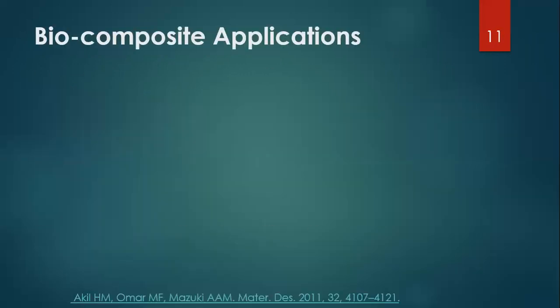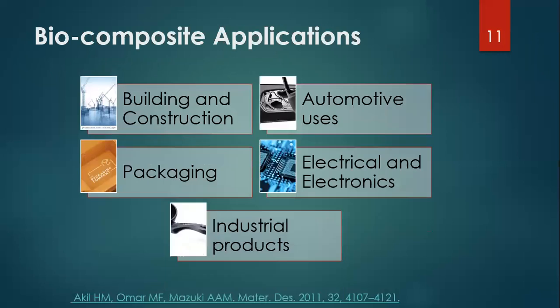Here are some applications of biocomposites, like building and construction, automotive uses, packaging, electrical and electronics, and industrial products. In building and construction, we use it as insulating walls, ceilings, and sheets. In automotive uses, we use it for interior and exterior design of cars. In electrical and electronics, we use it in resistances. In industrial products, we use it in pipes and fittings.